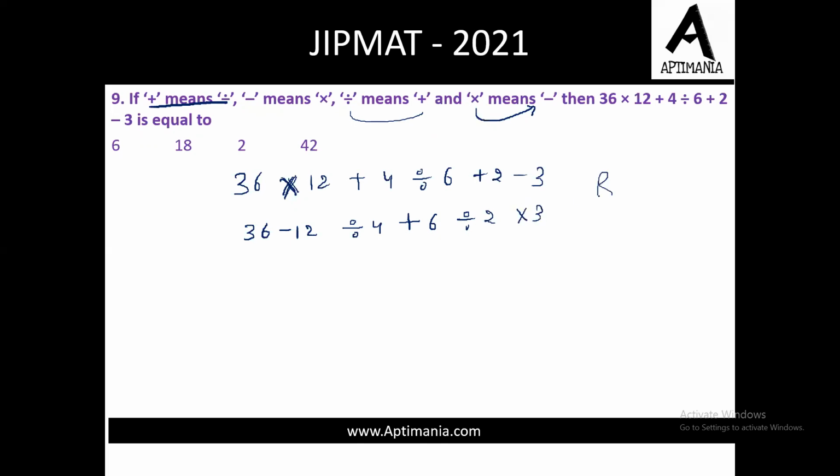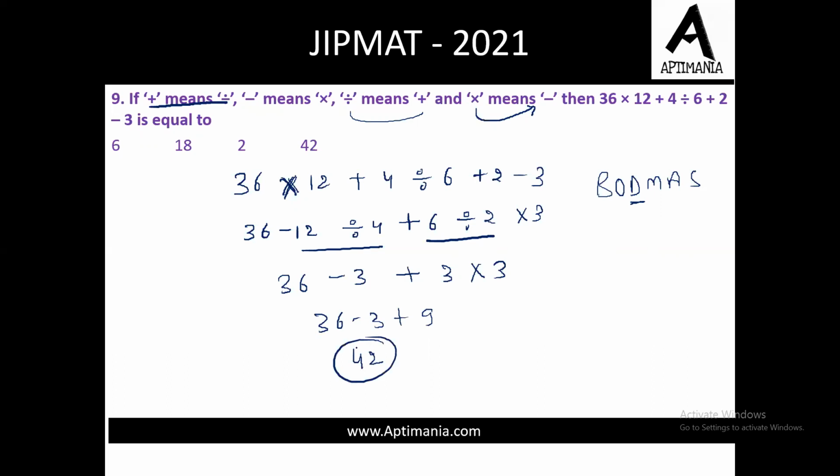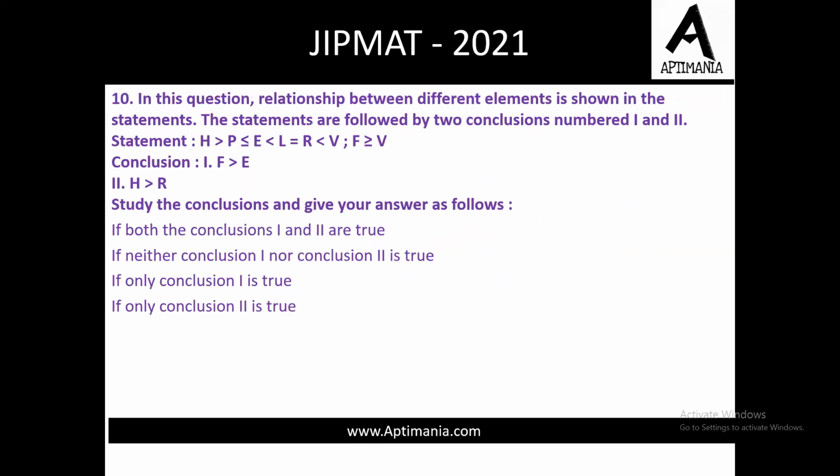Now as per the rule of BODMAS, first of all, out of multiplication, addition, subtraction and division, we'll go for division. So we have two divisions over here, this and this. So 36, 12 divided by 4 is 3, plus as it is 6 divided by 2 is 3 again. Now we are done with the division part. Now we'll move to multiplication. So this is 36 minus 3 plus 9. So basically 45 minus 3 is 42 is the correct answer. Quite easy one, right? Next question.